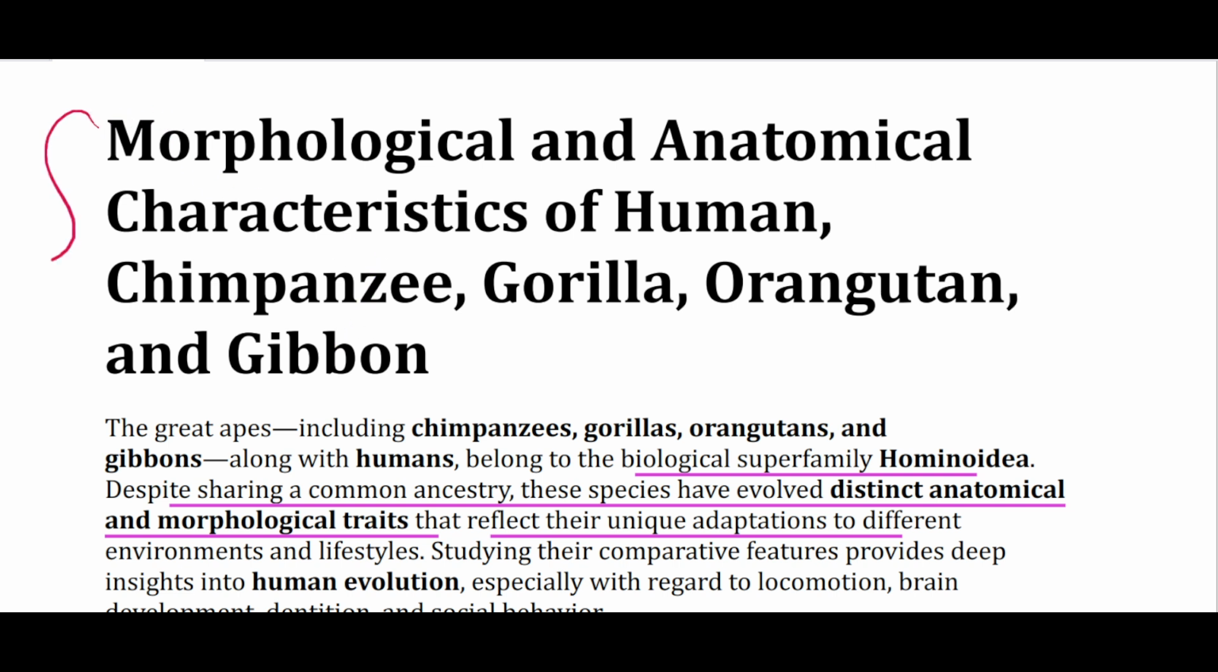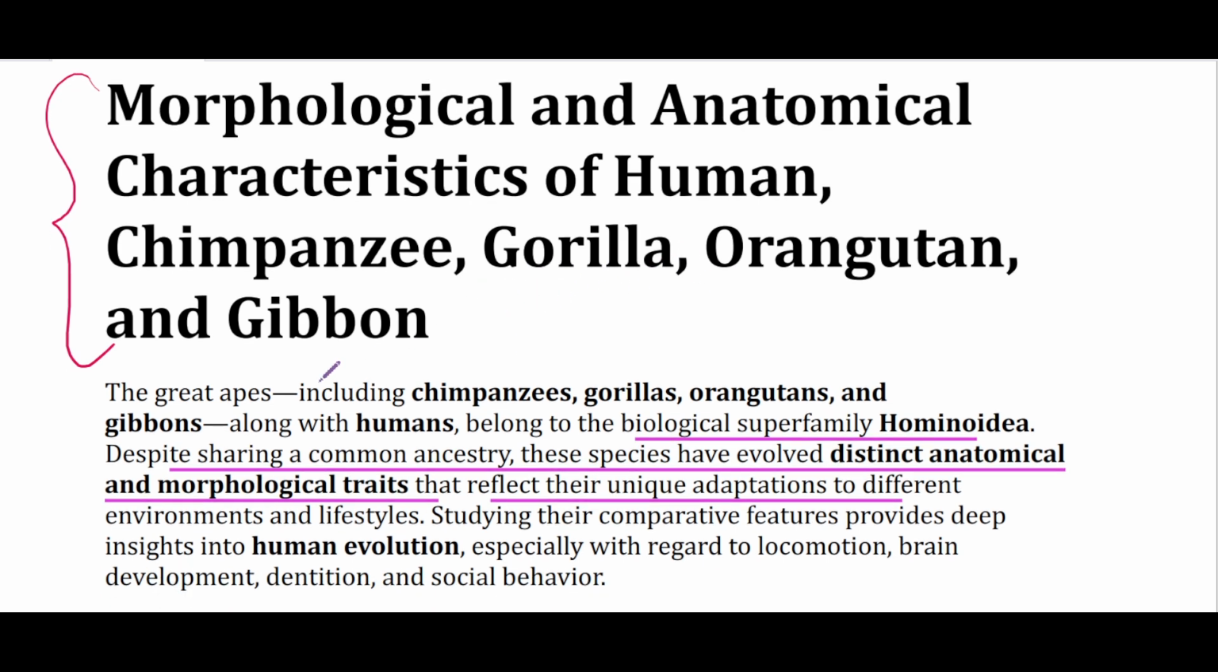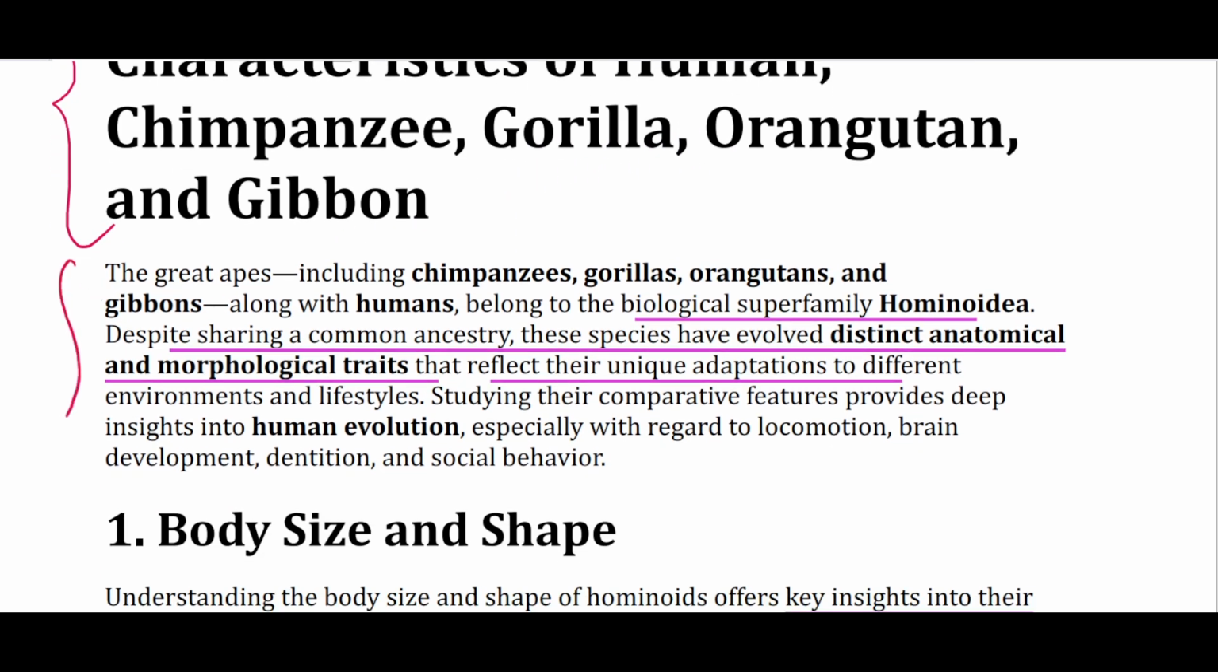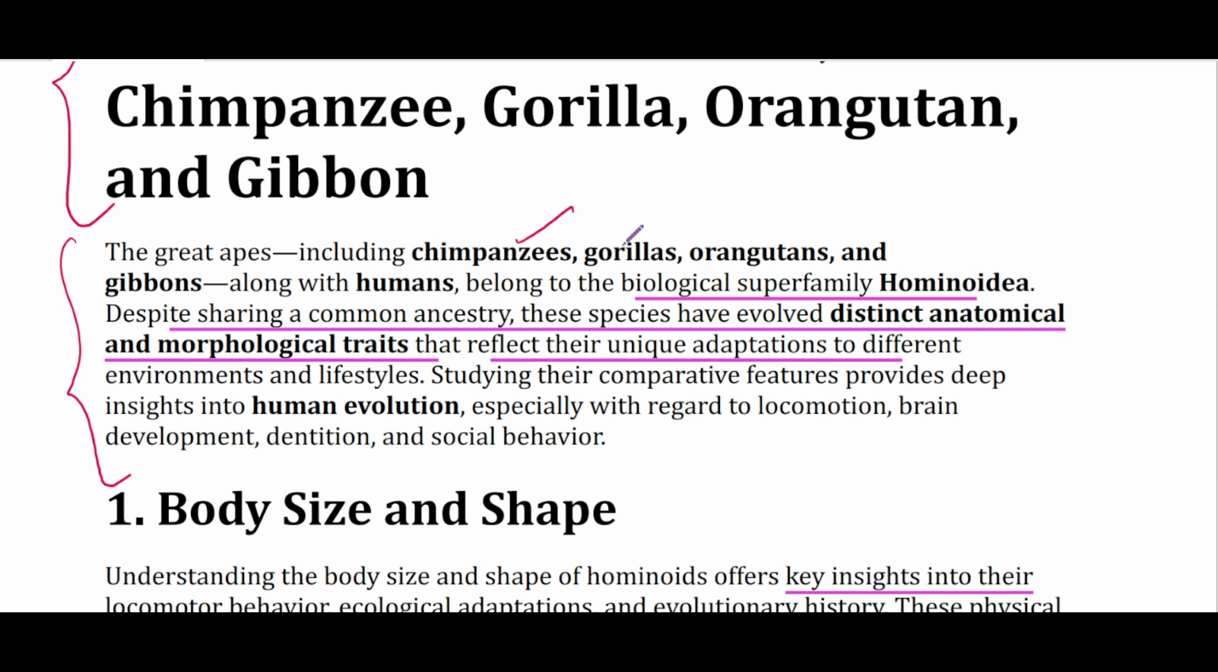Hello everyone. Let's start with morphological and anatomical characteristics of human, chimpanzees, gorilla, orangutan, and gibbon. So these great apes, which include chimpanzees, gorillas, orangutan, and gibbon, along with human, they belong to biological superfamily Hominoidea.